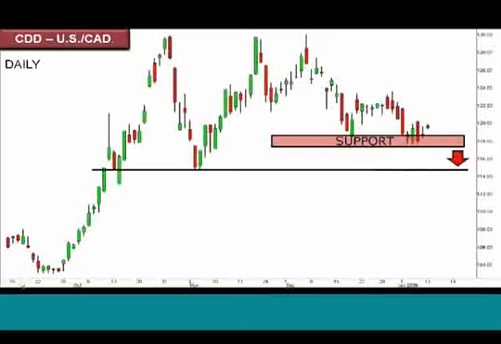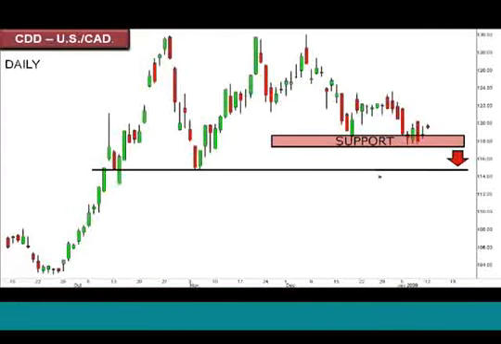For example, an entry here to play into a target up in here would be a break of that key pivot right in there. As we pushed and closed above here, that shows us that there is some strength and some commitment to this upper range, and then we could look at a high probability of trading up into this 124, 125 level.